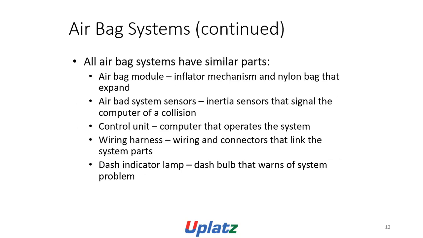All airbag systems have similar parts: airbag module, inflator mechanism, and a nylon bag that expands. Airbag system sensors are inertia sensors that signal the computer of a collision. The control unit is the computer that operates the system. The wiring harness consists of wiring and connectors that link the system parts. The dash indicator lamp is a dash bulb that warns of system problems.